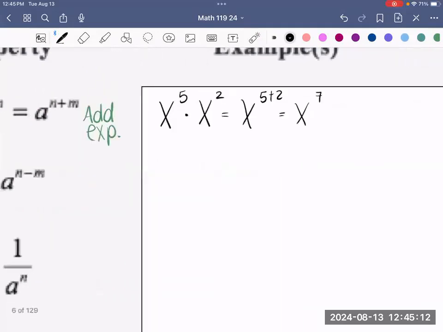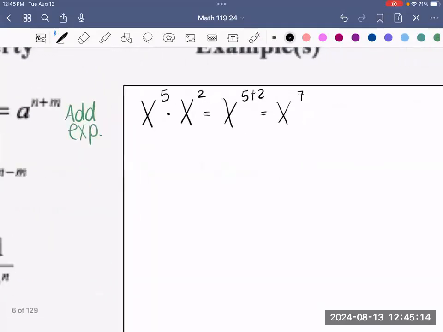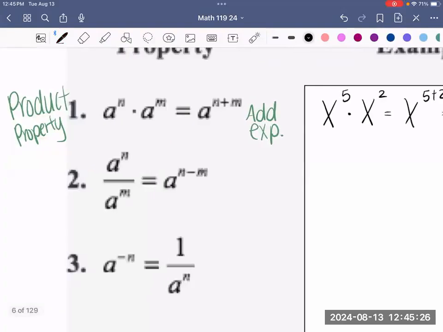A lot of students, sometimes when they get started, they see that multiplication. Keep in mind, this is not equal to x to the 10th. Do not multiply. The product property is just where you see a multiplication symbol and you actually add their exponents.